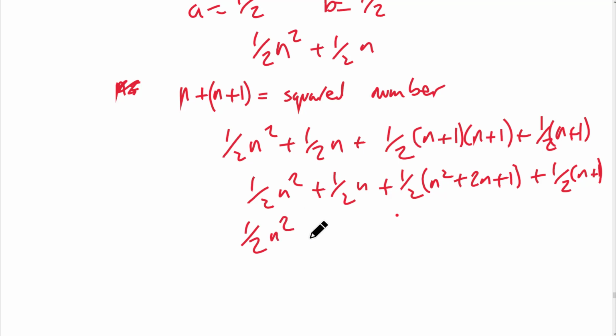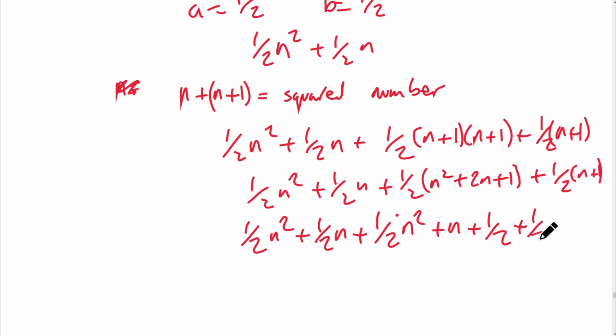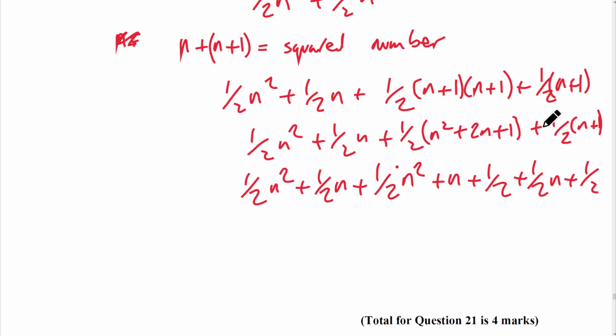So we're going to get a half n squared plus a half n plus a half n squared, half times 2n is plus n, plus a half, plus a half n, half times 1 is a half, plus a half. Right, can you see that's a 1 there? Let's do a bracket here. Okay, let's simplify that. That's going to give us n squared. A half n, you've got a half n, add a half n. That's plus 2n. And we've got a half plus a half is plus 1.